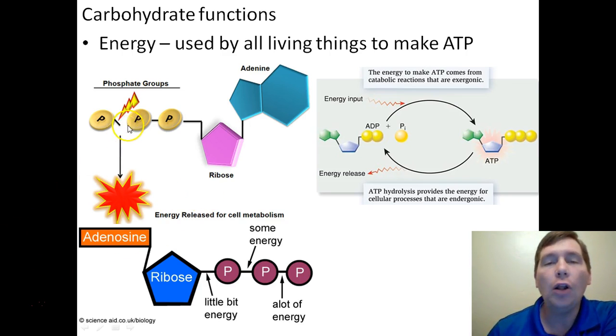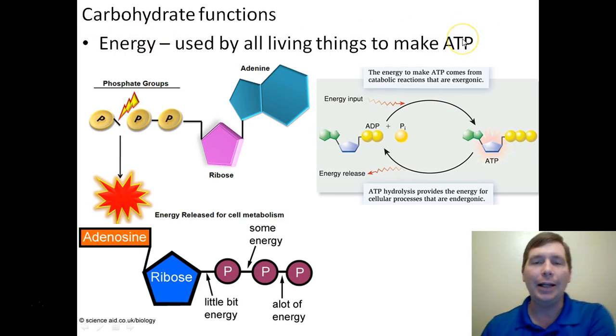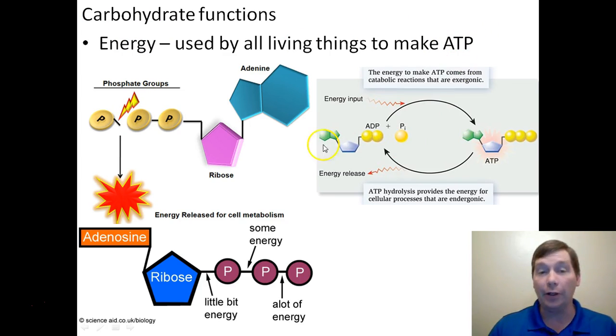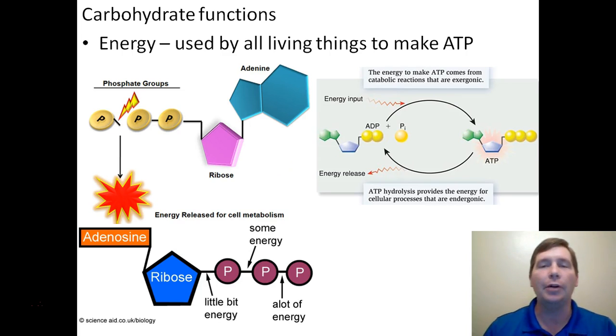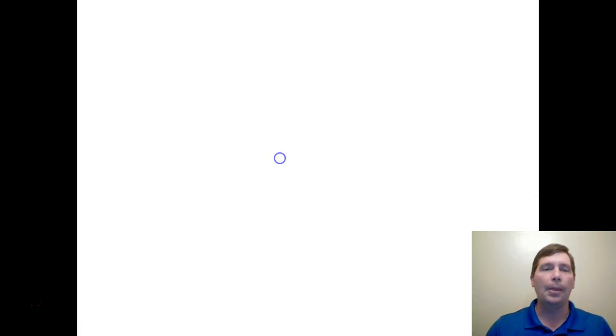And so all living things use carbohydrates to make this thing called ATP. And ATP is what your body uses for energy. ATP is so important that if your body stopped making ATP right now, you'd be dead in 5 seconds. You make lots and lots of ATP every day, and how you do that is by using carbohydrates. So the most important function of carbohydrates is for energy, and all living things use carbohydrates for energy.